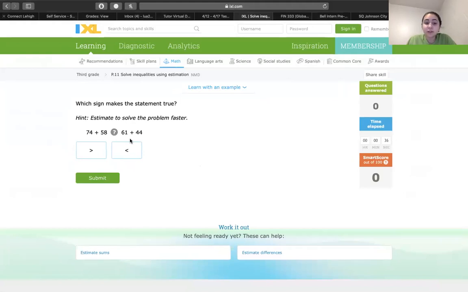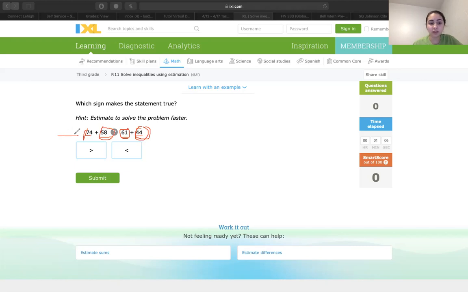Okay, so we're going to be solving inequalities using estimation. We estimate to solve the problem faster. So how do we estimate? This is around 75. This is around 60, this is 44. This number is bigger than this number and bigger than this number, and this number is bigger than this number. So both numbers over here are bigger than both numbers over here. So this must be greater than this.